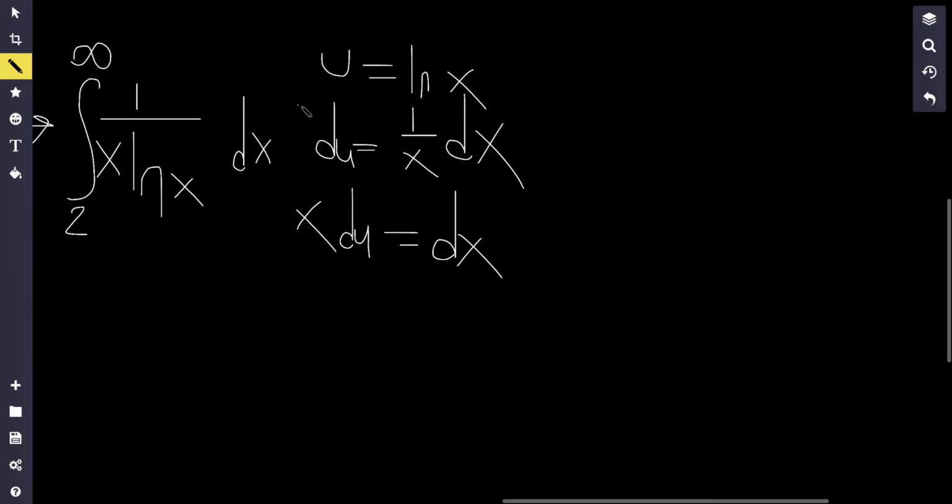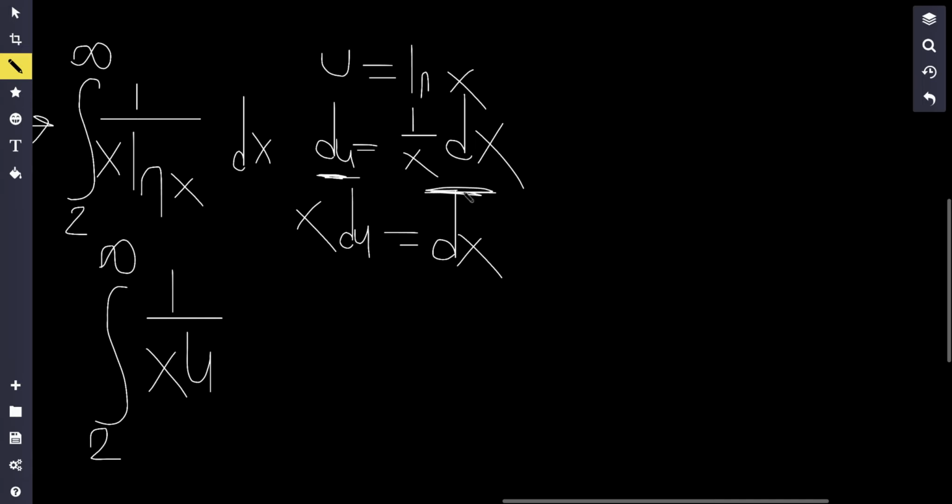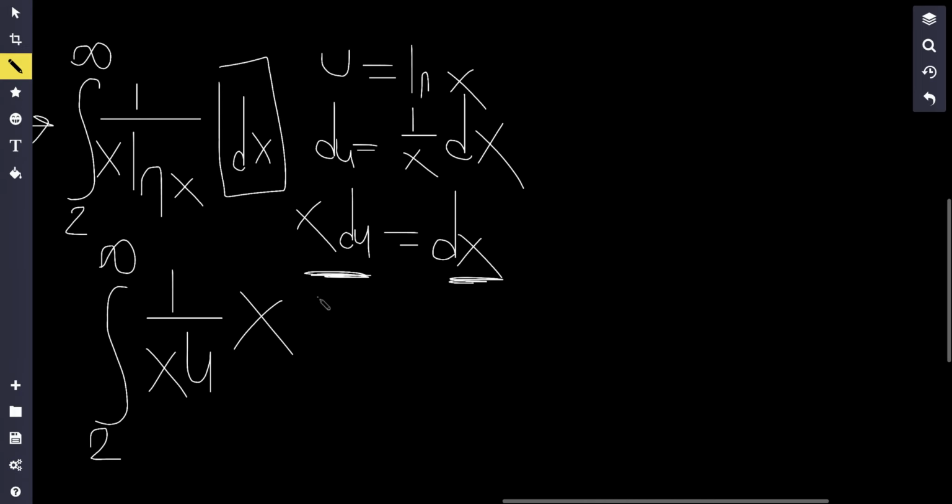All right, let's do the substitution now. I know u is equal to ln of x, so let me substitute u there. The integral from infinity to 2 of, there's going to be a u instead of ln x here, and then you keep this x. And this dx right over here, I'm just going to replace it with x du, okay? The x's cancel out, and I'm going to get the integral from infinity to 2 for 1 over u du.